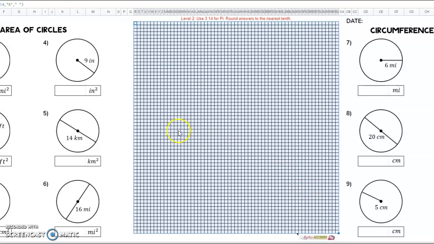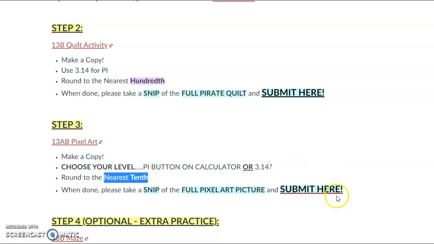And so when you're done, when you have all 12 correct, you're going to take a snip of the full screen. You're going to head back here and submit it under step 3 where it says submit here. So those are your 2 main activities.